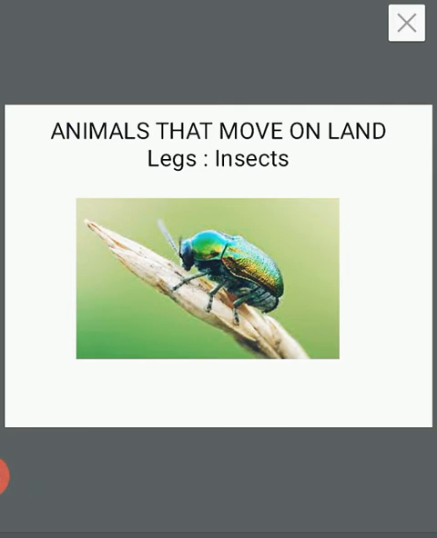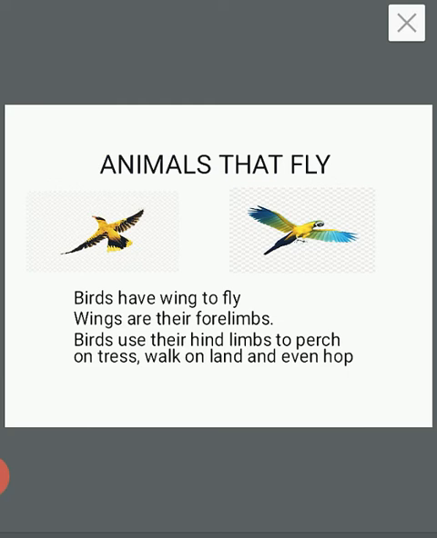Now next we shall discuss those animals that can fly. We all know this, right? The examples are birds. Birds use their wings to fly. The wings are actually their forelimbs. So by moving the wings up and down, birds push themselves through the air.